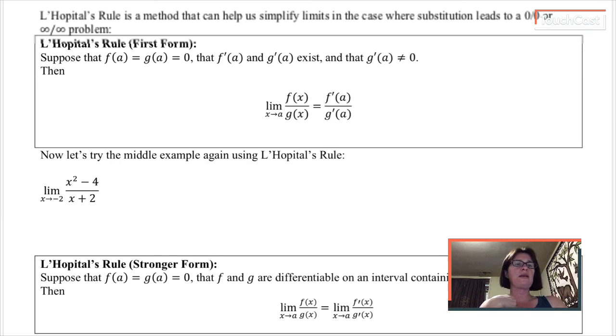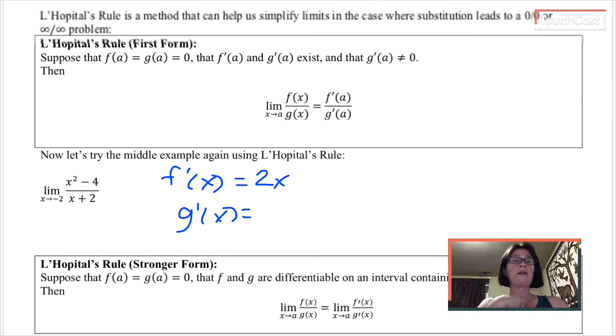So we're going to try that middle example. We already know the answer is supposed to be negative 4. Let's try it using L'Hôpital's rule. When I plug in negative 2 for x, I'm going to get 0 over 0. Well, in this case, f of x is x squared minus 4, and g of x is x plus 2. So f prime of x is 2x, g prime of x is 1.